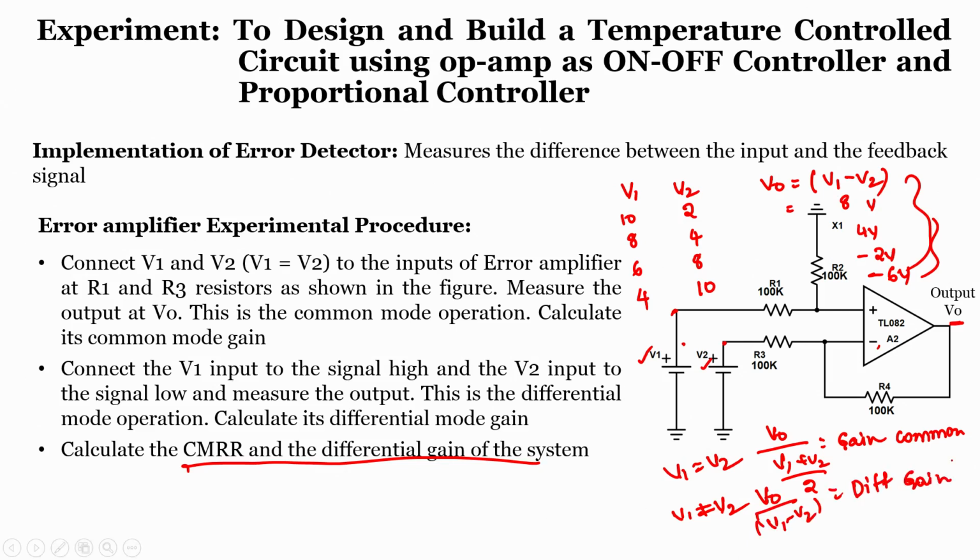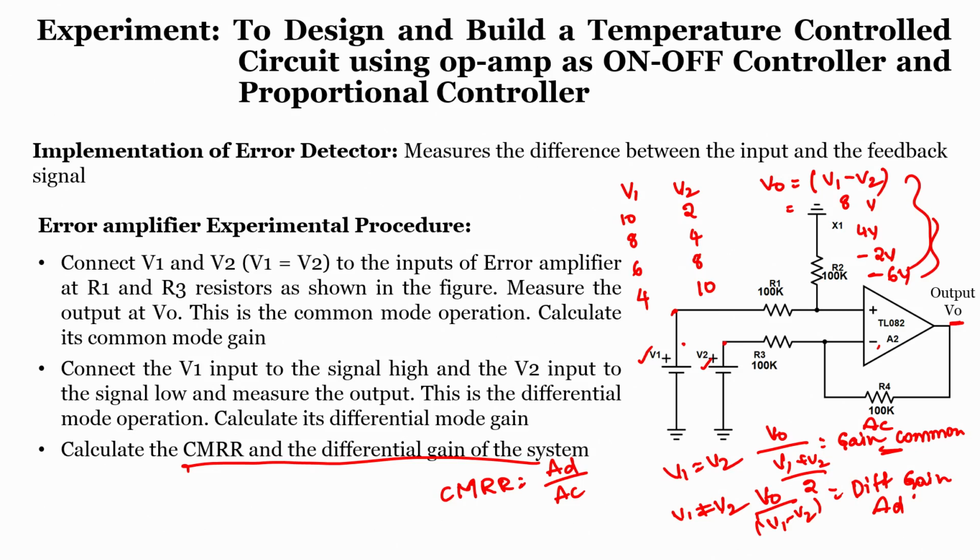Now, if I want to calculate my CMRR, CMRR is nothing but differential gain by common mode gain. Whatever gains I get, this is AC and this is AD; AD divided by AC gives the CMRR of the circuit. We will see this theoretically now and then compare with the practical result too.